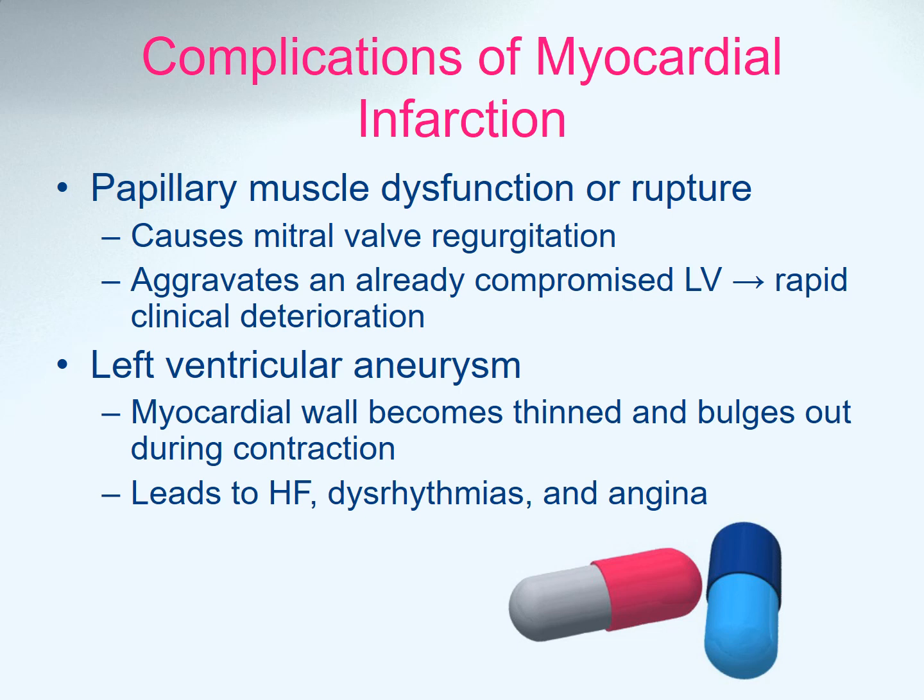Left ventricular aneurysm results when the infarcted heart wall is thin and bulges out during contraction. This can develop within a few days, weeks, or months. It's more common with anterior wall MIs. The patient with a ventricular aneurysm may experience heart failure, dysrhythmias, and angina. Besides ventricular rupture, which is usually fatal, ventricular aneurysms can hide thrombi that can lead to an embolic stroke. Anticoagulation therapy is recommended for these patients if not contraindicated.